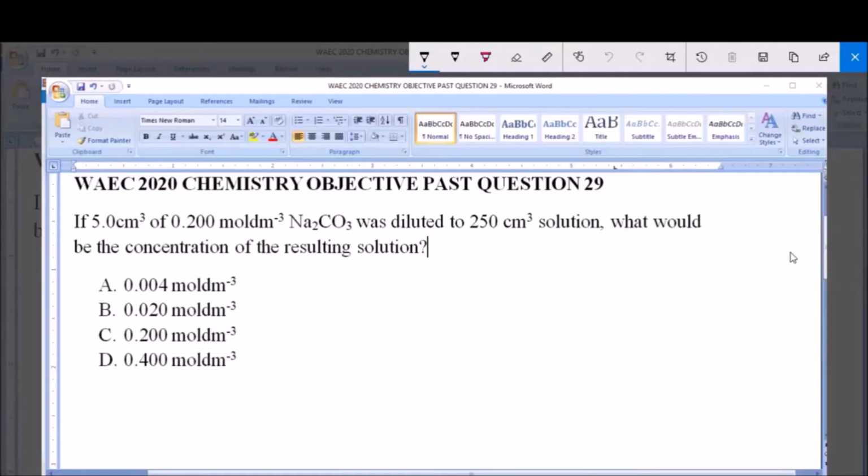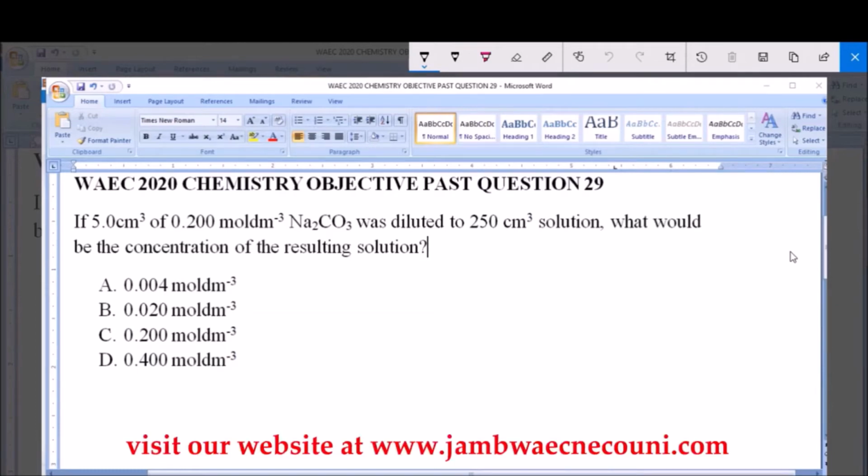Hello and welcome. I'm going to be answering WAEC 2020 Chemistry Objective Past Question 29. If 5.0 cm cube of 0.200 mole per dm cube Na2CO3 was diluted to 250 cm cube solution, what would be the concentration of the resulting solution? A. 0.004 mole per dm cube, B. 0.020 mole per dm cube, C. 0.200 mole per dm cube, D. 0.400 mole per dm cube.